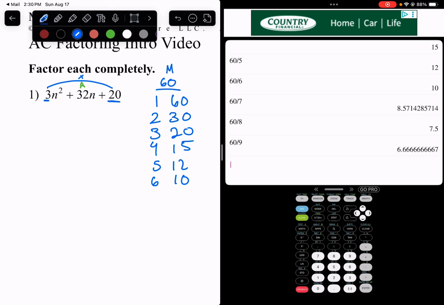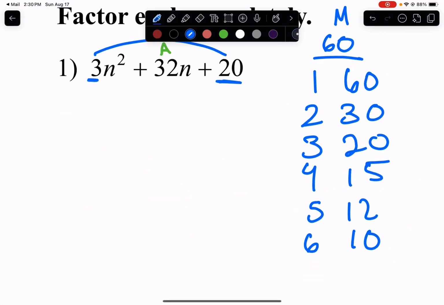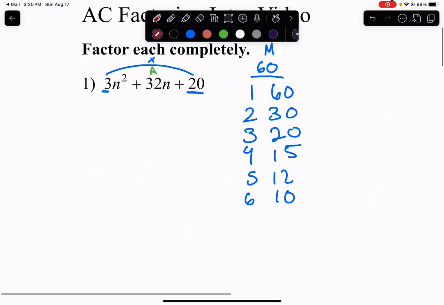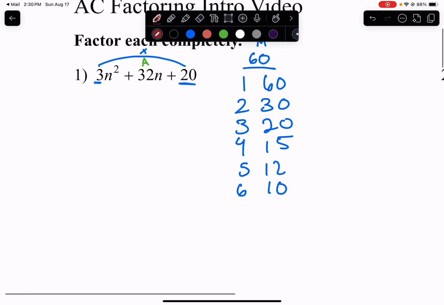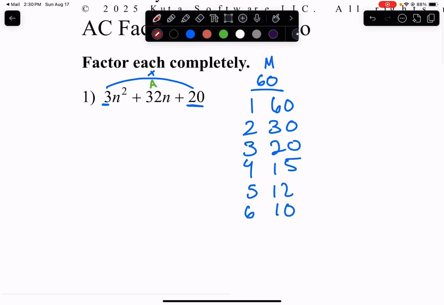So I've got all of my factors of 60 listed. So now we're going to look at our factors here. We're trying to multiply to a positive 60 and add to a positive 32. So now we need to look at all of these factors of 60 and figure out if any of these pairings are going to add to this middle number of 32.